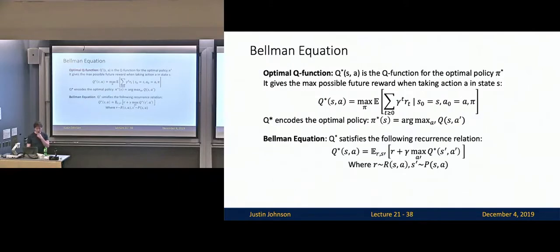Okay, but now there's a kind of amazing recurrence relation called the Bellman equation on this optimal Q function.